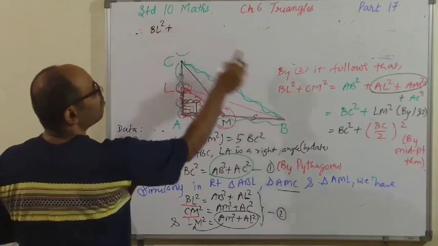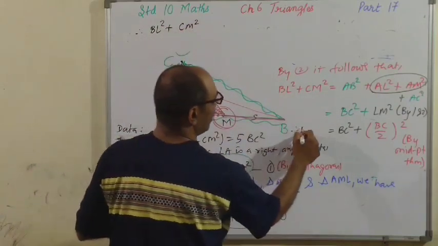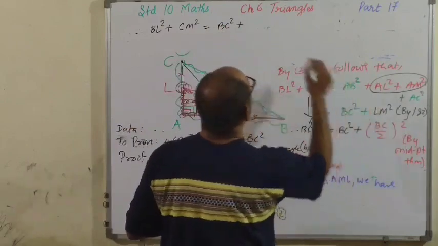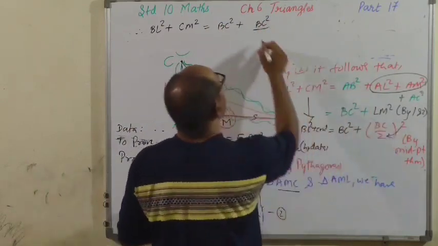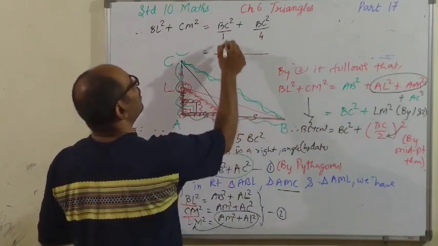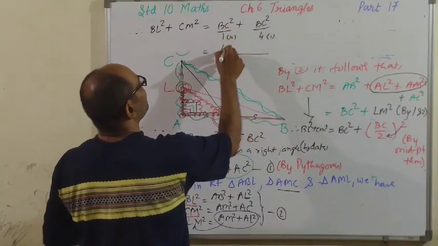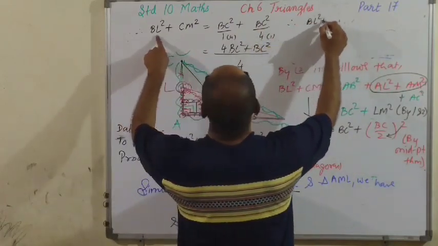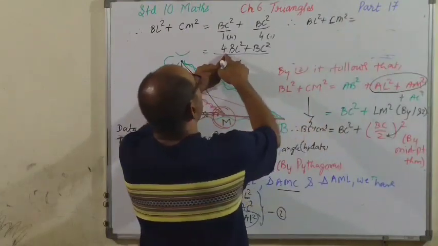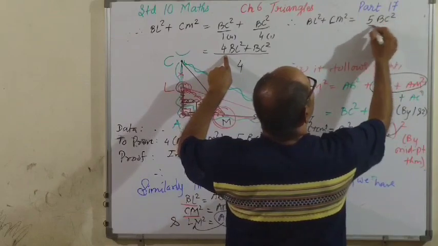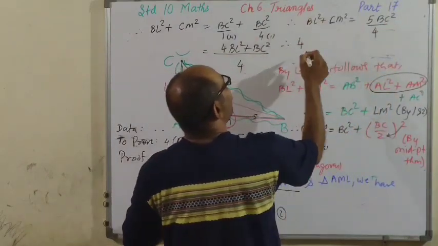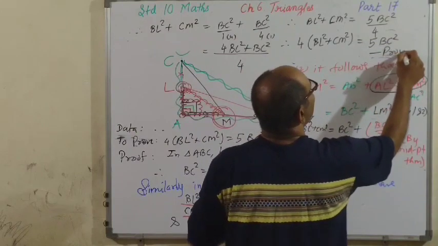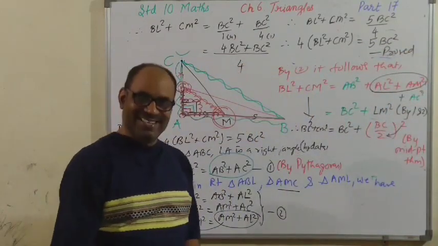Therefore, BL square plus CM square, this step, is equal to BC square plus BC square upon square of 2, that is 4. Take the LCM. LCM is 4. Here 4 and here 1. BC square goes up 4 times BC square. 1 into BC square. Therefore, BL square plus CM square is equal to 4 BC square plus 1 BC square, 5 times BC square upon 4. Alternando, 4 times BL square plus CM square is equal to 5 times BC square. Proved. Got it? Isn't it easy?